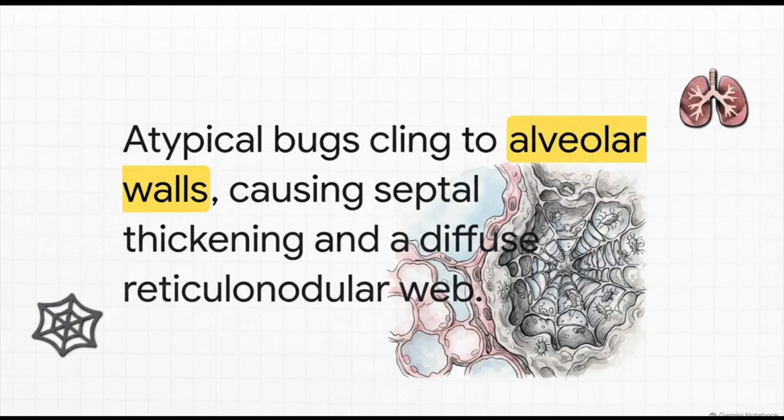And then there's interstitial pneumonia. Atypical bugs like mycoplasma or various viruses do something totally different. Instead of filling the alveolar sacs up with pus, they essentially cling tightly to the alveolar walls. The immune response then causes these walls, the septa, to become incredibly thick and inflamed. So on an X-ray, this doesn't look like a solid white block of pus at all. It looks way more like a lacy, diffuse reticulonodular web.